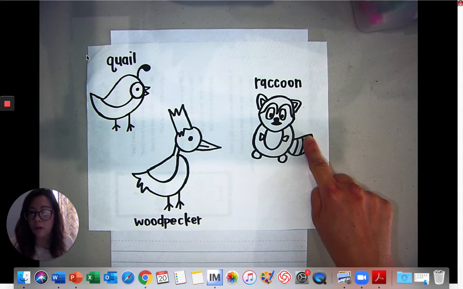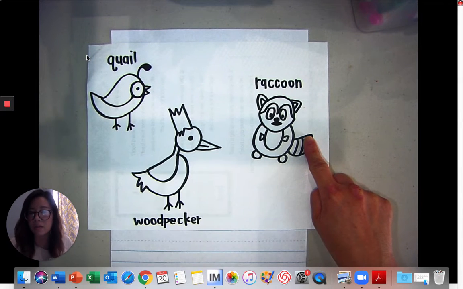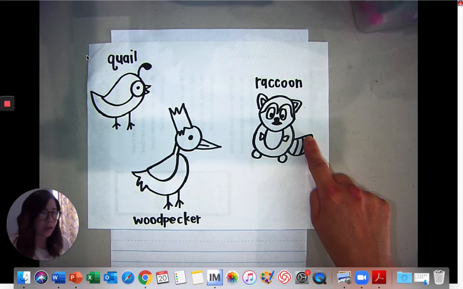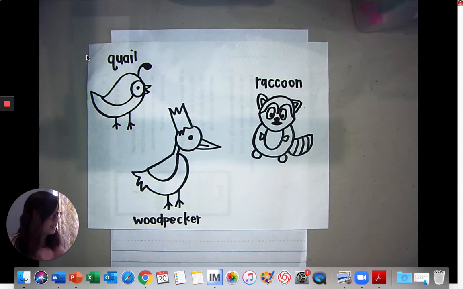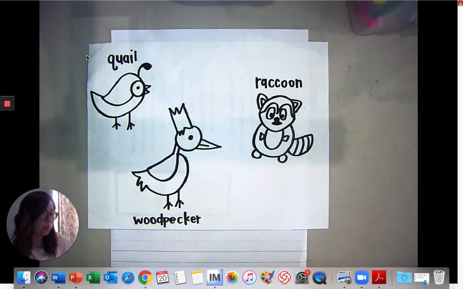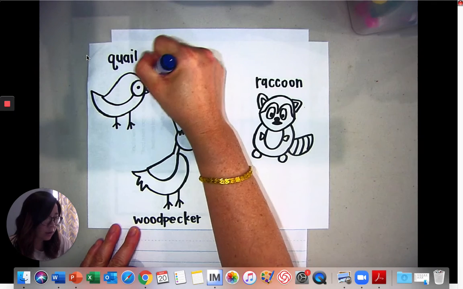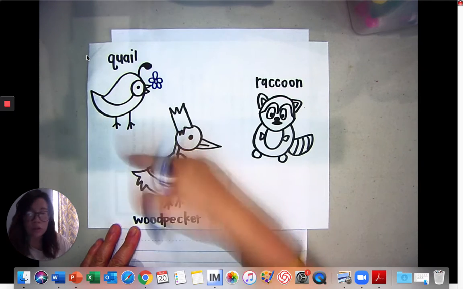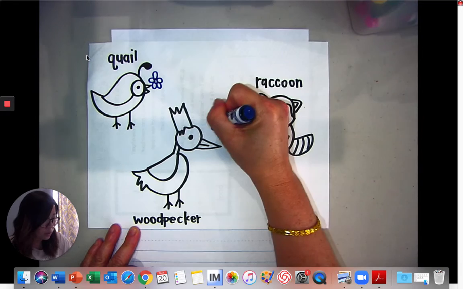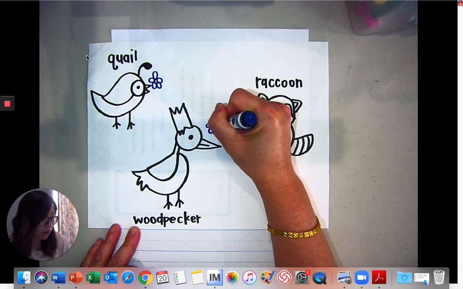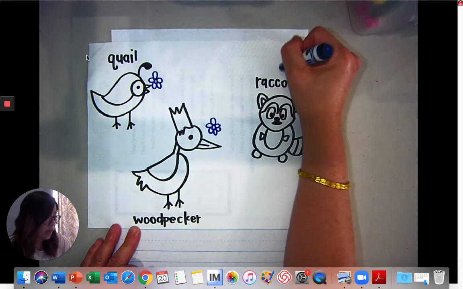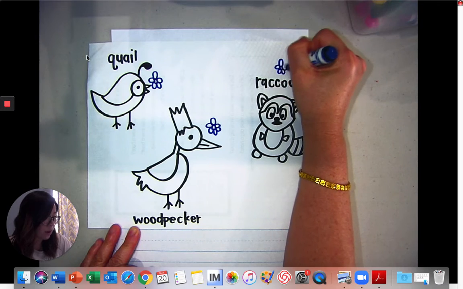So today for our journal writing, I want you to pick one of the 3 animals that you learned about, and we're going to do a little bit of informational writing focusing on key details. So remember, key details are the most important things that you learned about the quail, the woodpecker, and the raccoon.